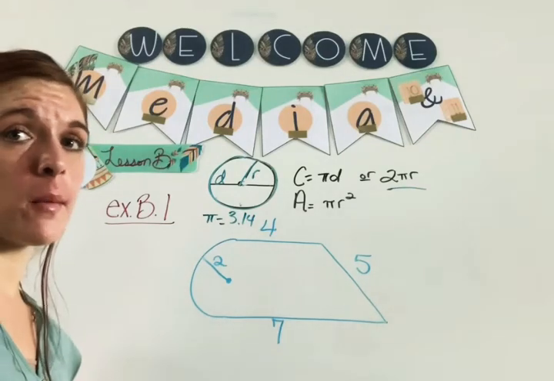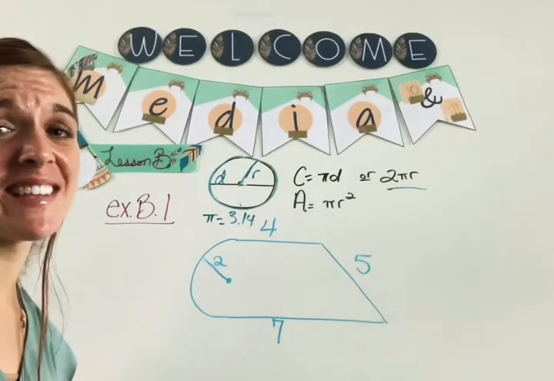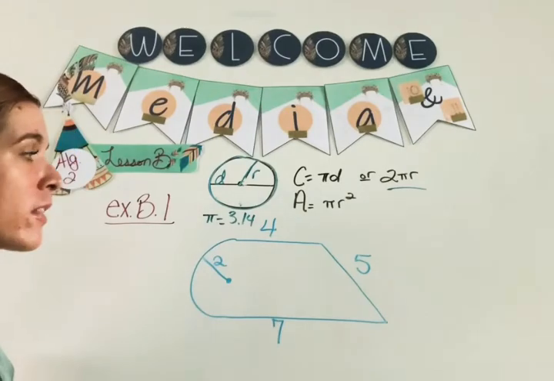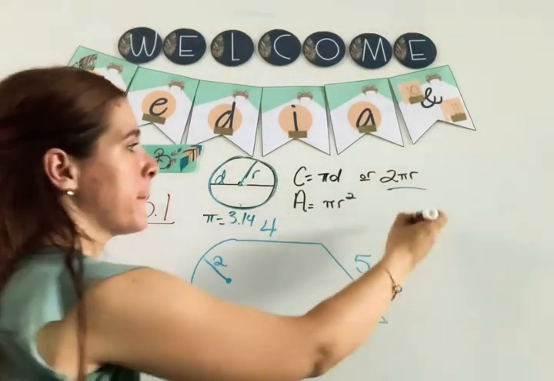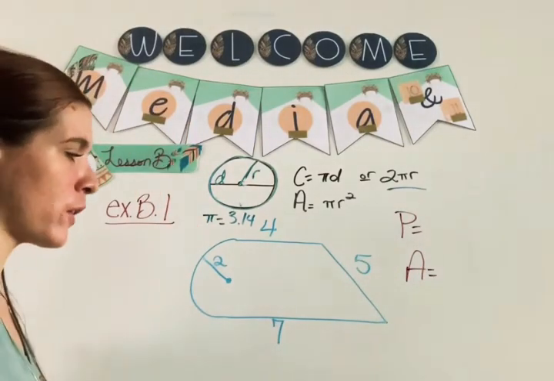If you don't know those formulas yet, you gotta know them. That's all I can tell you. Learn them. Okay, here we go. Example 1. So they say find the perimeter and the area of this shape. Okay, let's do perimeter first.